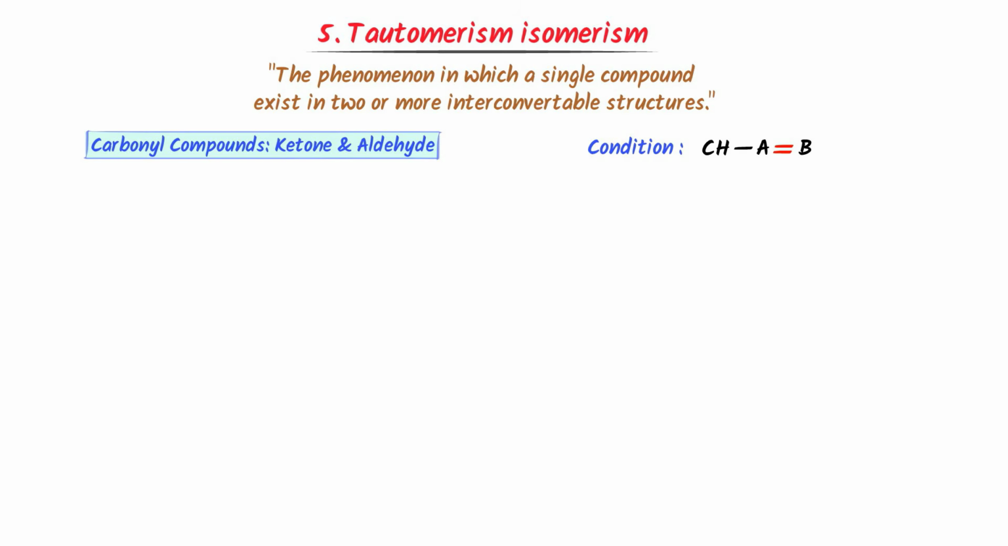It is CH single bond A double bond B. If any compound has this pattern, there is a 90% chance that tautomerism will occur. Here I write 1, 2, 3. I shift hydrogen from the first position to the third position, and I shift the double bond from the second position to the first position. Thus, using this conversion, we can easily do tautomerism of any compound.